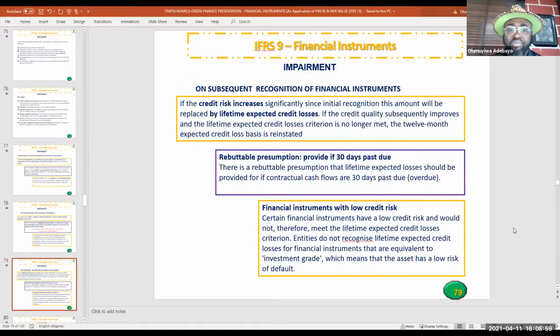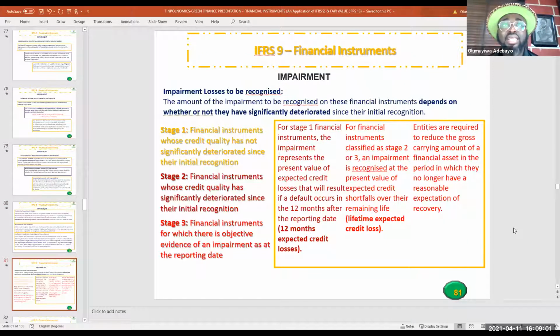Now, remember where we are coming from. I said stage 1 belongs to every financial asset at origination, except for those that are purchased or originated credit impaired financial assets. Now, stage 2 represents when you start to experience significant deterioration in credit quality.